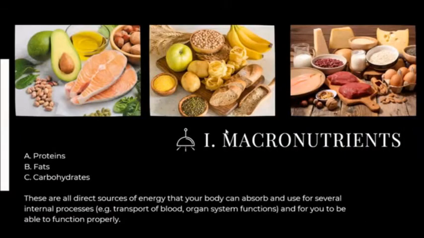So the first group is what we call macronutrients. So we have here three forms. We have the proteins, fats, carbohydrates. So these are all direct sources of energy that your body can absorb and use for several internal processes, such as transfer of blood, organ system functions, and for you to be able to function properly. Or let's say that for you to do your daily tasks accordingly.